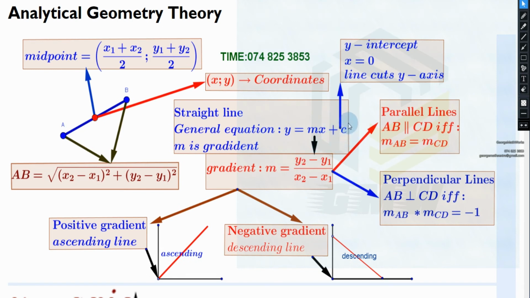There's one thing that I haven't explained. The c from y is equal to mx plus c represents the y-intercept, the point where x is equal to 0. That's the point where the line will cut the y-axis. Those are some of the things we have to understand.